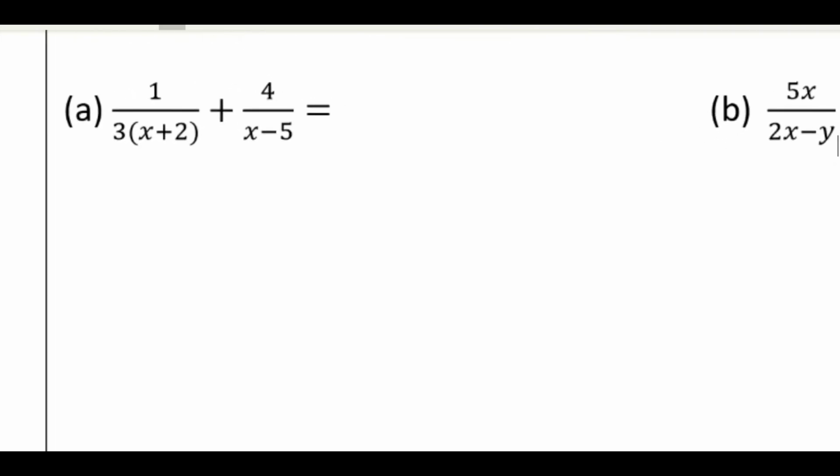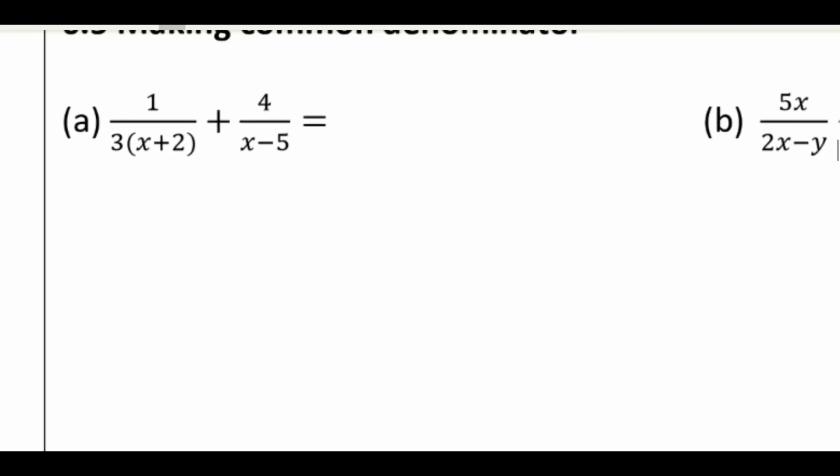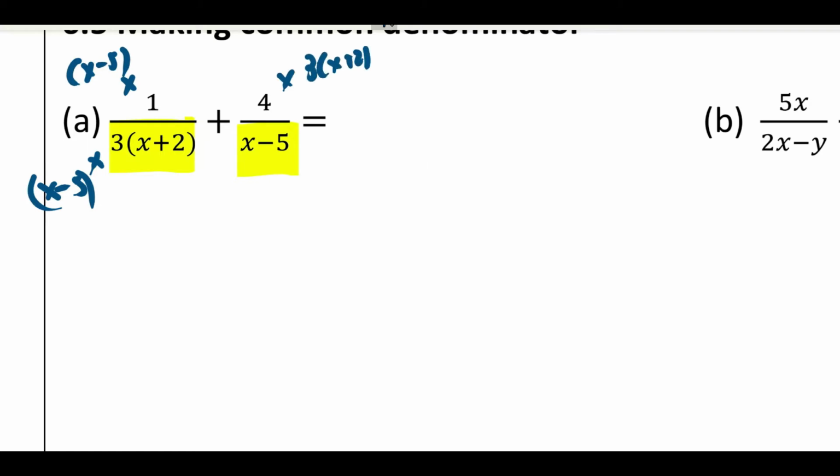Okay, so for this one, the denominators are totally different. You got this guy and you got this guy. There's totally no relationship between the denominators. So what you need to do, this guy must multiply by x minus 5, bracket it up. This guy must multiply by x minus 5. This guy must multiply by 3x plus 2. Same thing, this guy must multiply by 3x plus 2. Okay, then we will have that.